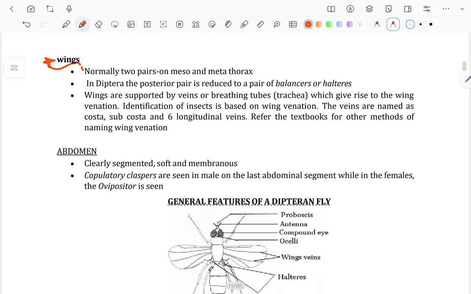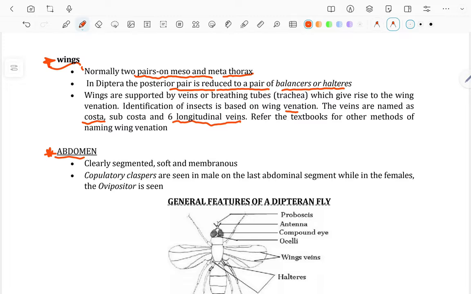Wings. Normally there are two pairs, on the meso- and metathorax. In Diptera, the posterior pair is reduced to a pair of balancers or halteres. Wings are supported by veins or breathing tubes, the tracheae, which give rise to the wing venation. Identification of insects is based on wing venation. The veins are named costa, subcosta, and six longitudinal veins. Refer to the textbook for other methods of naming wing venation.